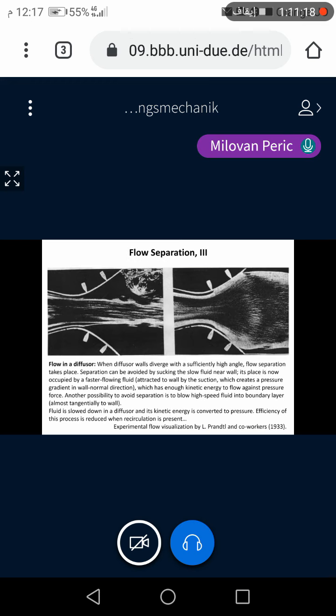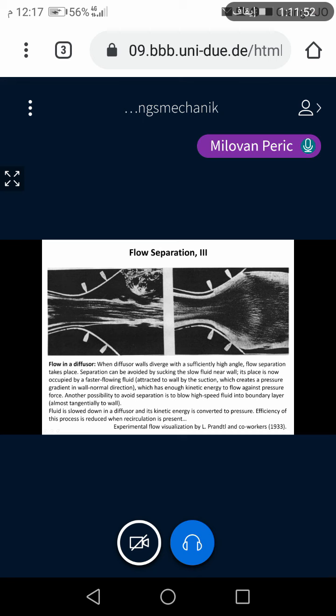This is another example of flow separation which happens in diffusers. This now comes from Prandtl and his co-workers two years earlier, from 1933. So you have here flow, it's like a nozzle which then expands into the diffuser, and the flow simply continues straight, and you have here large separation on either side of this jet. And this separation can be symmetric or asymmetric. You can have larger recirculation on one side than on the other side.